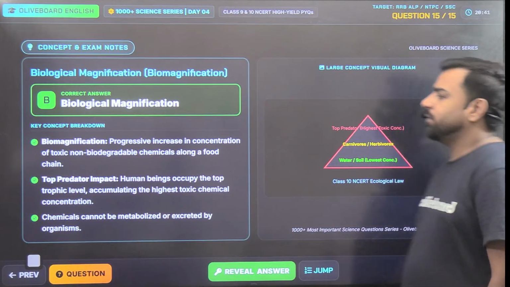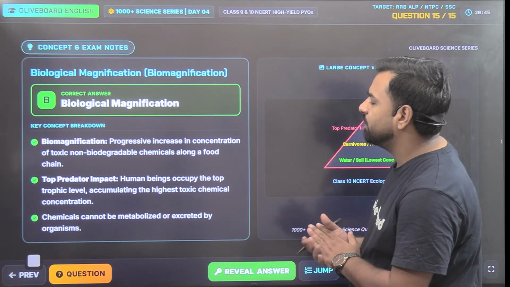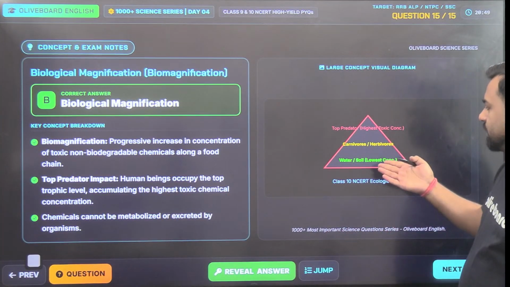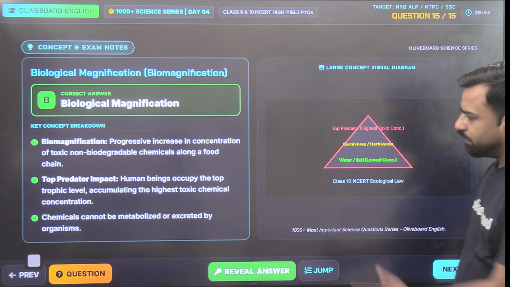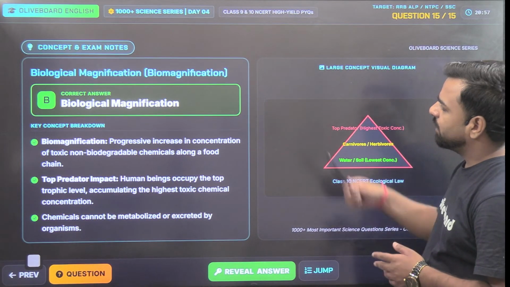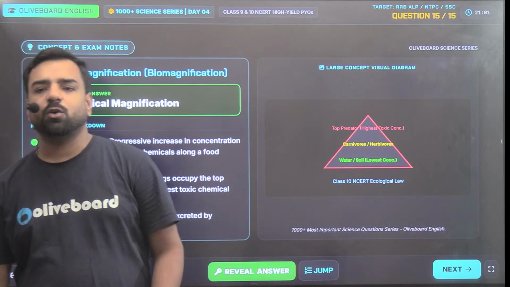So what is biomagnification? Progressive increase in the concentration of toxic non-biodegradable chemicals along a food chain. So here it's the chain that is mentioned here. So guys, yep, chemicals cannot be metabolized or excreted by the organism, and here the answer will be biomagnification. That's all from my end.